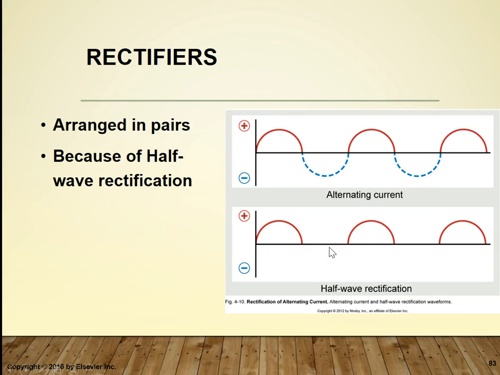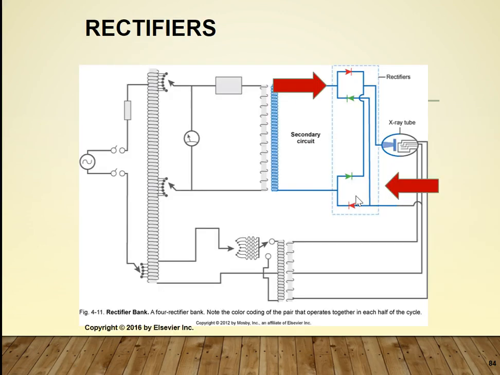So this figure shows AC on the top and what the waveform would look like with only 2 rectifiers. So we're only fixing the bottom part of that alternating wave. But the reason we have it in pairs is so that we can have 2 of them. So we have one up here and one here. That means we have 4 rectifiers in use and full wave rectification is achieved.